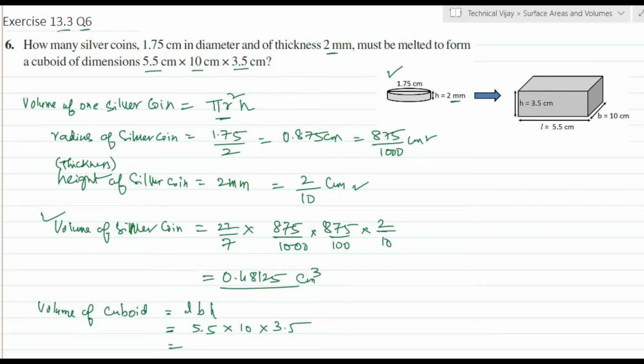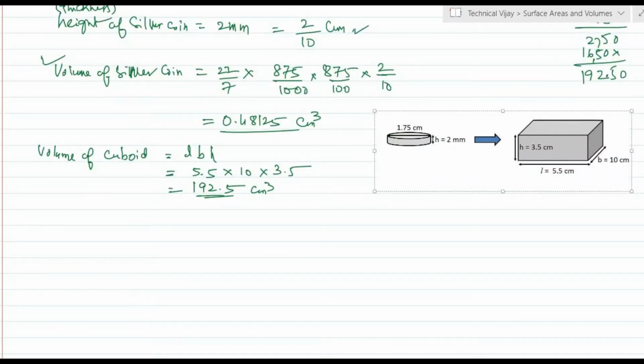So 55 into 10 means 550. Here 35 you have to multiply. So 0, 25, 2, 7. Here 0, 5, 6. Here 0, 5, 7, 5, 12, 9, 1. So here 1, 2 decimals, that is 192.5. So this is equal to 192.5 cubic centimeter. Now we got the volume of this cuboid and the volume of one coin.